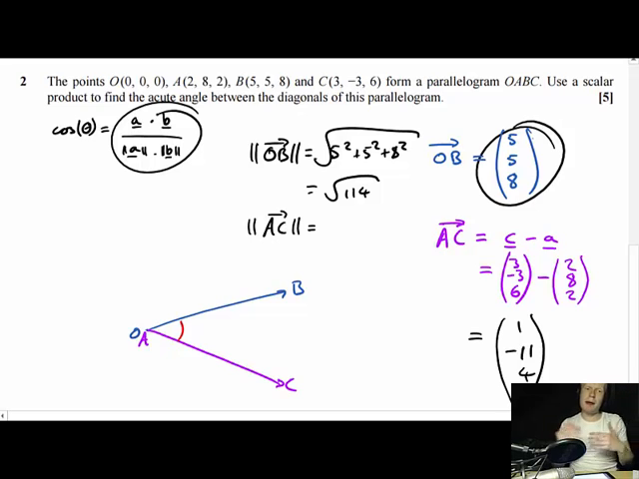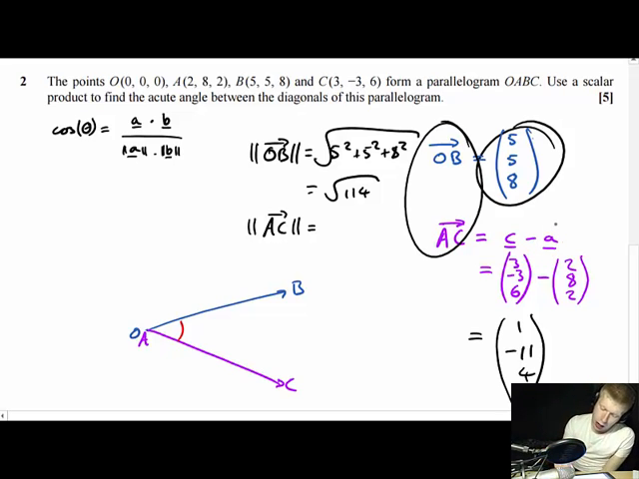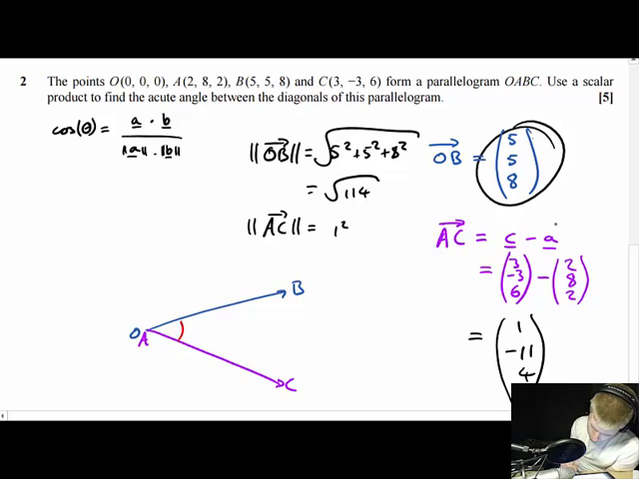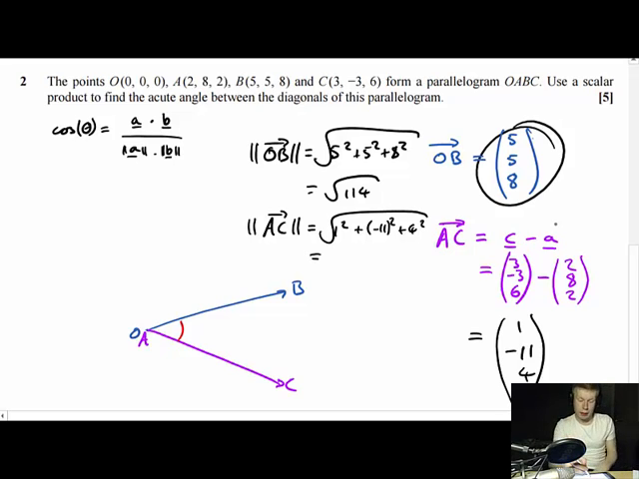Notice as well that I'm just using A and B because this is what we use in the formula. This A up here is a different A to the A used down here, for example. It's just the two vectors that I'm interested in. So the two vectors I'm interested in are OB and AC. Okay. So what is the modulus of AC? Well, it's just going to be 1 squared plus negative 11 squared plus 4 squared, square rooted. Okay. So let's have a think what that comes out as. That's the square root of 138.